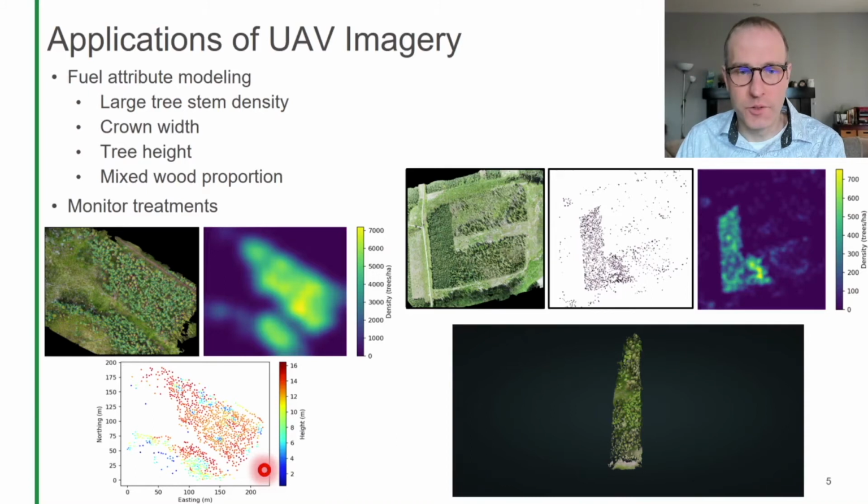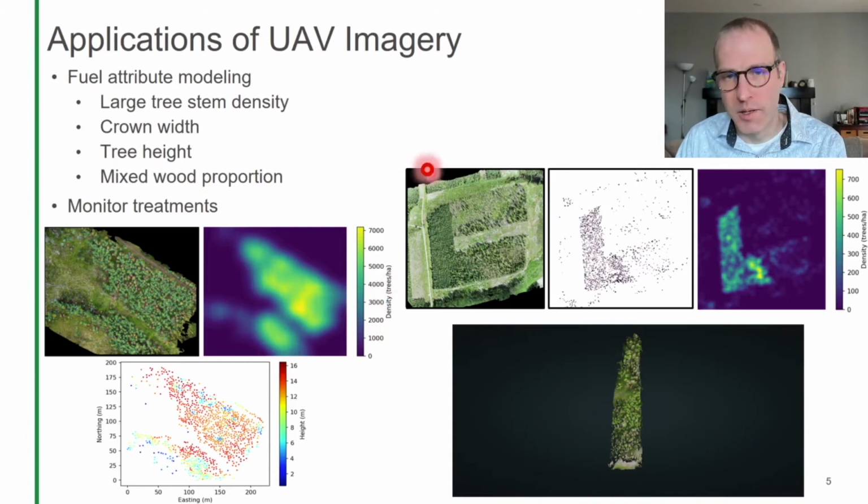And we can also calculate mixed wood proportions, so proportion of coniferous versus proportion of deciduous. Or we could calculate not just density of trees, we could calculate density of coniferous trees. Another thing that we could do is use these techniques for monitoring.